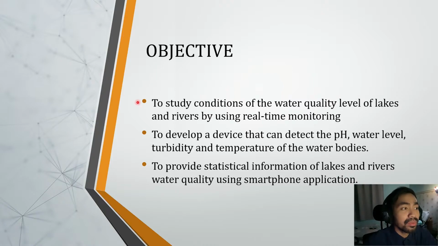For the objectives, first is to study the condition of the water quality level of lakes and rivers by using real-time monitoring. Second is to develop a device that can detect the pH, water level, turbidity and temperature of water bodies. Lastly is to provide statistical information of lake and river water quality using a smartphone application.